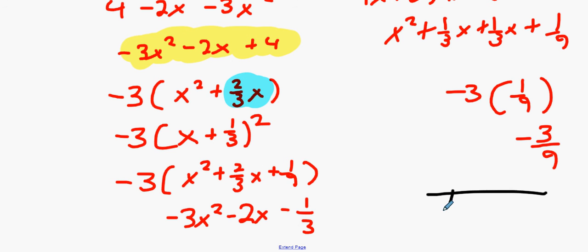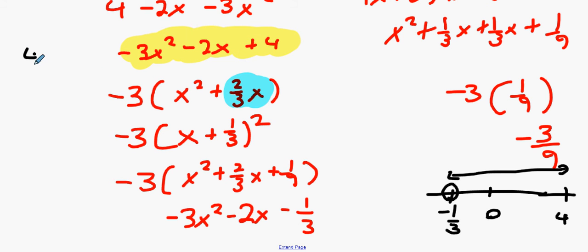You're currently here. That's where you are. And you want to be all the way over here. How'd you get from here to here? Add 4 plus a third, which is 4 and 1/3. Add them, which is 13 over 3. So you need to add on 13 over 3.